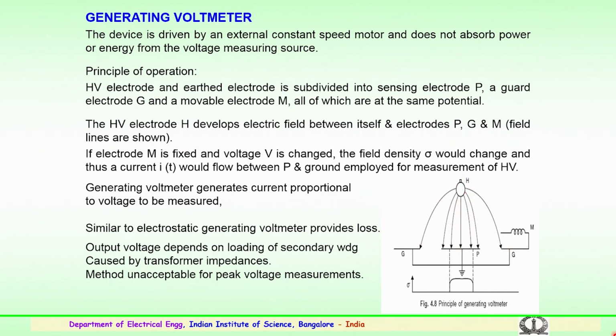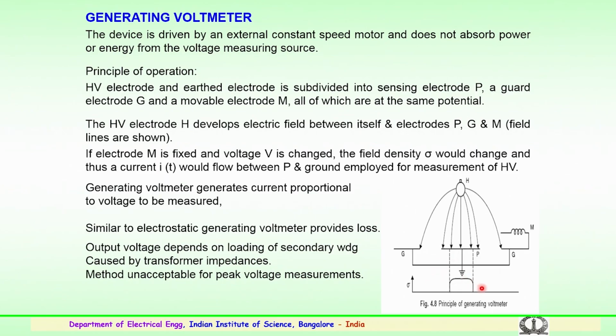If electrode M is fixed and the applied voltage is varied, the field intensity, that is sigma, which is shown here on the y axis, would change. You can see the variations happening depending upon the voltage level, and a current i(t) will flow between P and the ground. From here to here there will be a flow of current, which is used for measurement of high voltages. So, generating voltmeters generate current proportional to the voltage to be measured.